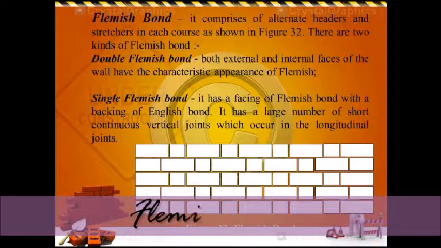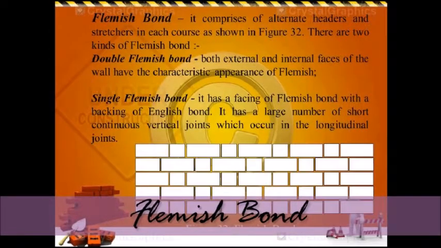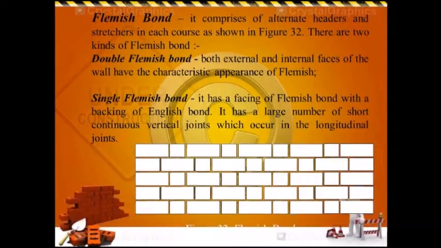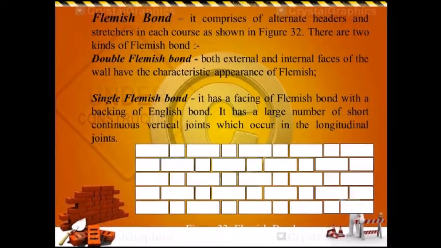Flemish bond. It comprises of alternate headers and stretchers in each course. There are two kinds of Flemish bond. For double Flemish bond, both external and internal faces of the wall have the characteristic appearance of Flemish.